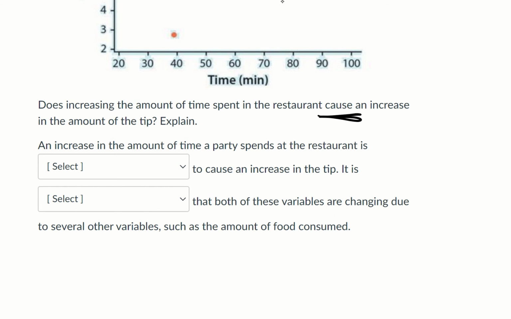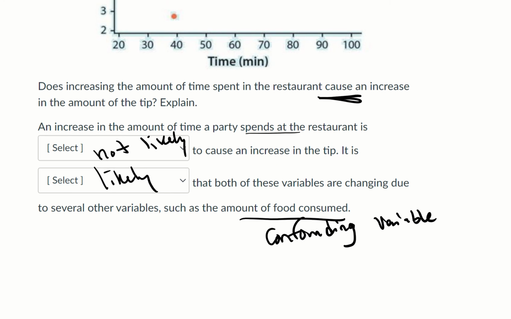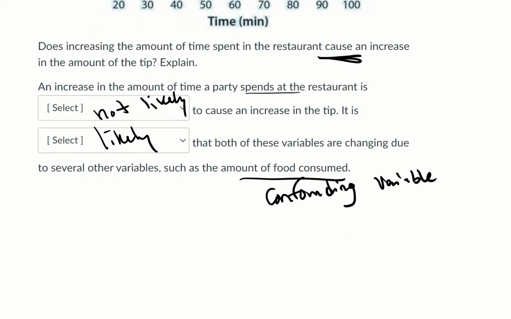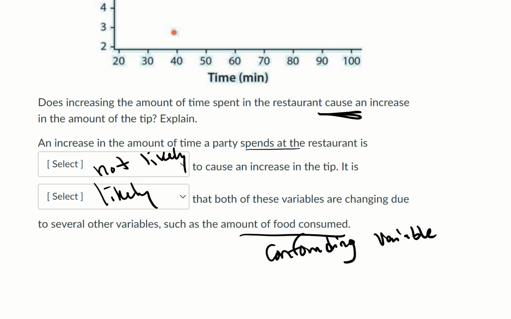So this means that even though they're correlated, there is no causal relationship. An increase in the amount of time a party spends at the restaurant is not likely to cause an increase in the tip. It is likely that both of these variables are changing due to several other variables, such as maybe the amount of food consumed. These other variables that may impact this relationship are known as confounding variables. So the amount of food consumed might be a confounding variable. Maybe there's more drinks involved. If someone drinks, they might be more likely to tip. Who knows, right? Or maybe they might not be as likely. There are a bunch of variables involved.